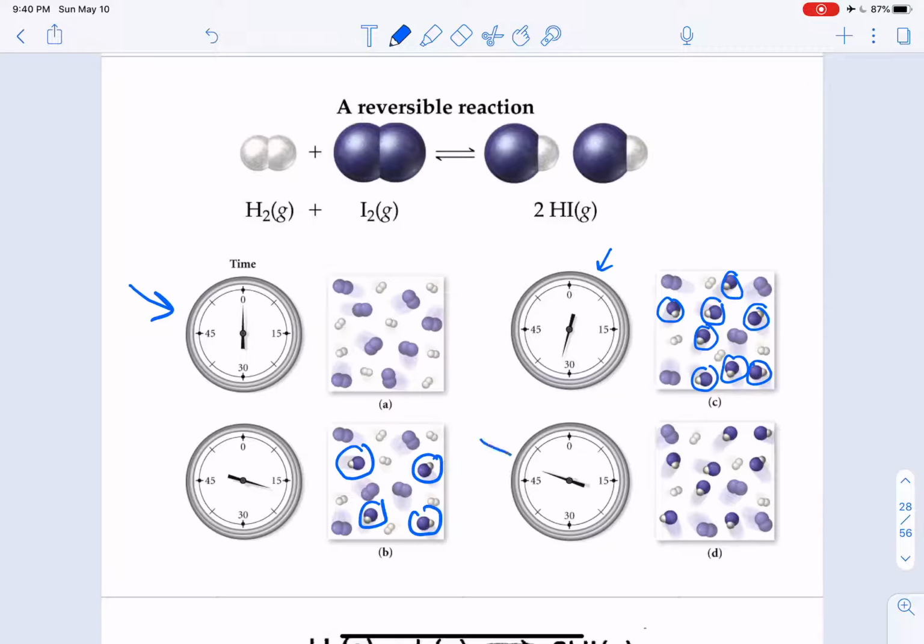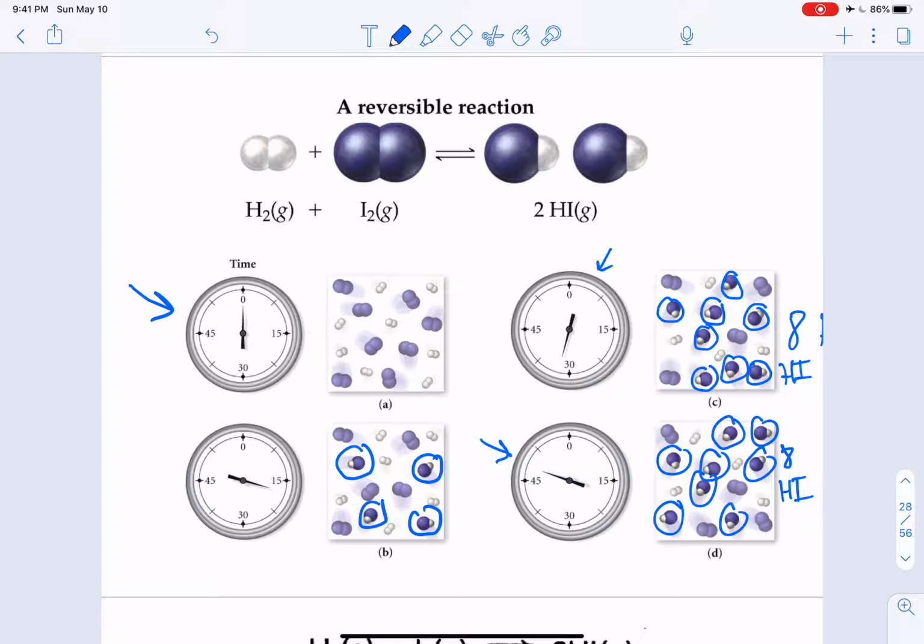And then we're right here at 46, 47 seconds. And if we count up our HIs again, we can see that we've got 8. Now, between 32 or 33 seconds and our 46 seconds, our concentration of HI stayed the same. So we had 8 HIs here, 8 HIs here, and 8 HIs here. So our concentration of our product stayed the same. We weren't going to make any more.